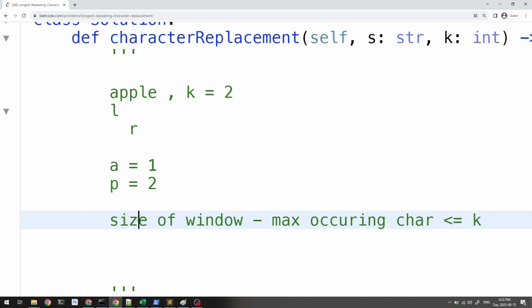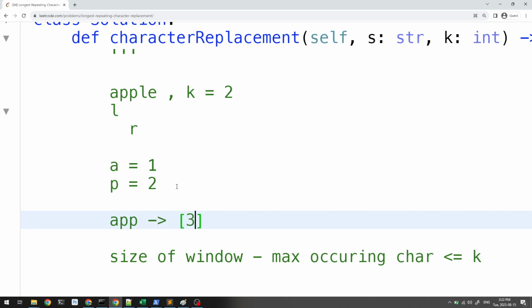So we have some sort of understanding here. The size of the window, which is 3 in this case, we want to replace the letter such that it becomes the maximum letter. So in this case, we'll replace the A such that it becomes a P. And we continue to do this as long as we have replacements left. So if we continue to follow this, this would be valid, right?